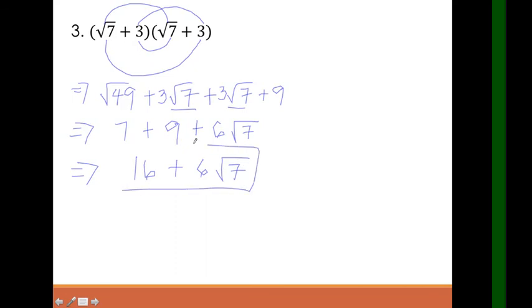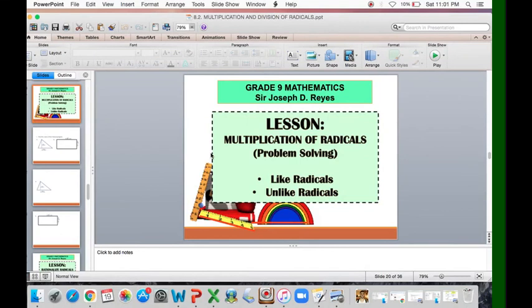So I think this is the final answer kasi hindi ko na siya nakikita na pwede pang i-simplify si 7. Okay? So that's all about the multiplication of radical expressions using binomial by binomial.